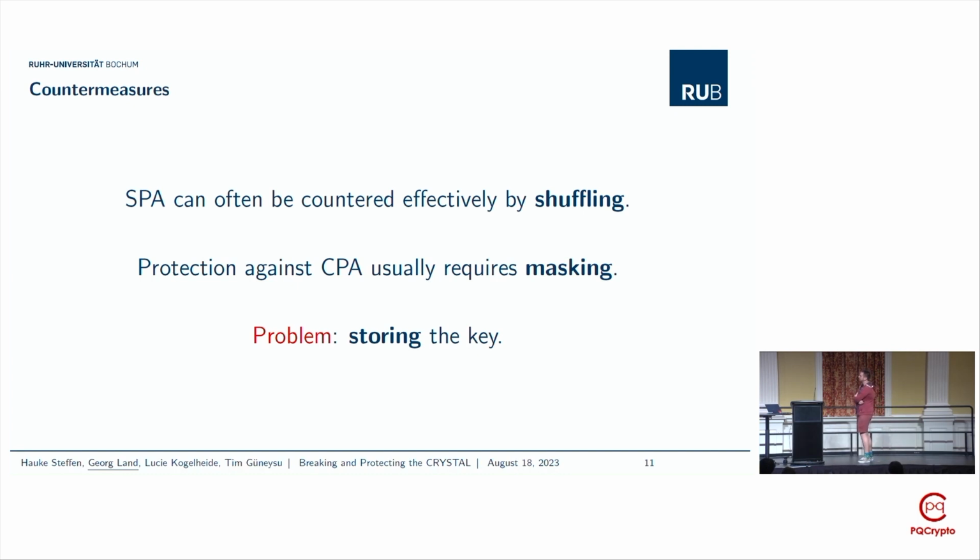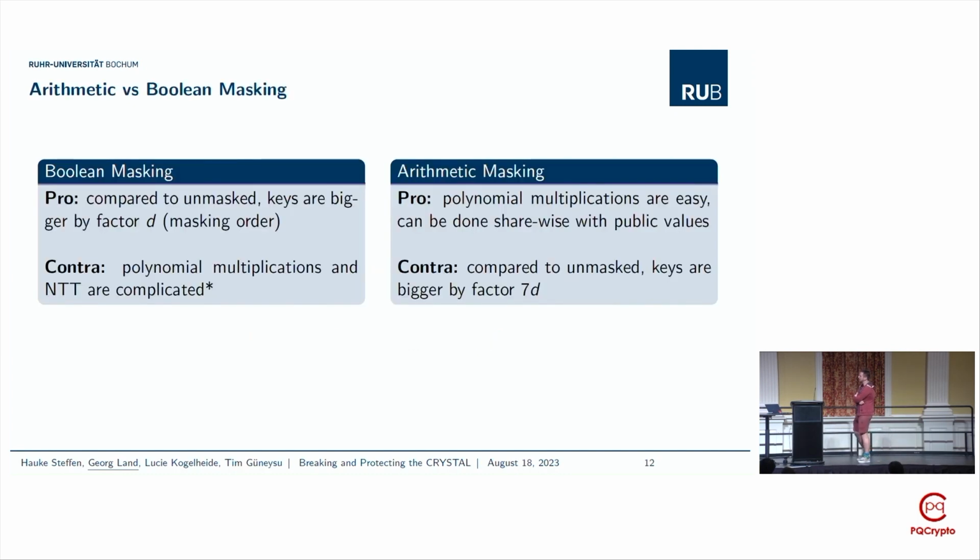And generally, we have two options for masking. We can do Boolean masking, and we can do arithmetic masking. The pro for Boolean masking is that when you compare the size of the key that you have to store to an unmasked implementation, that grows by a factor of d.